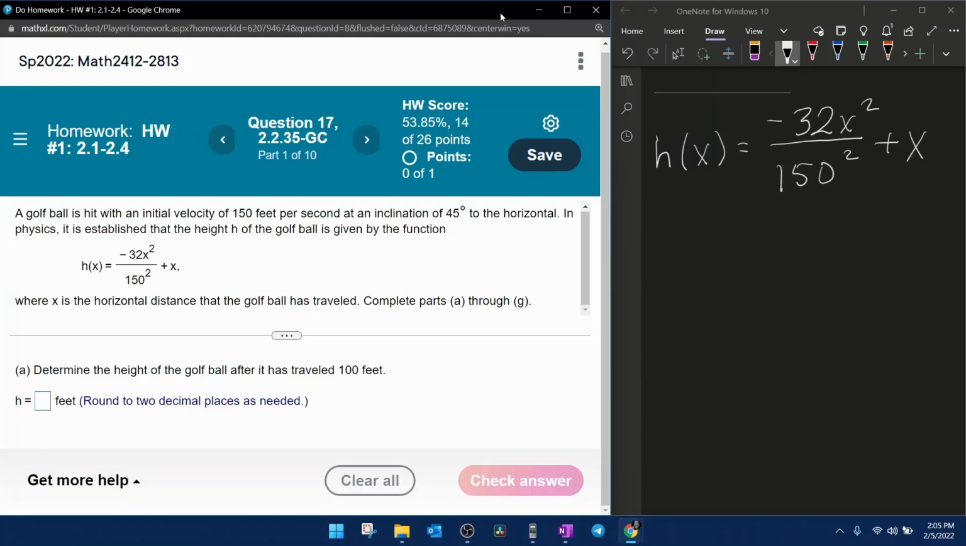All right, here we go. Question 17 from our Precalculus homework number 1 in MyLab Math. And it's a word problem.